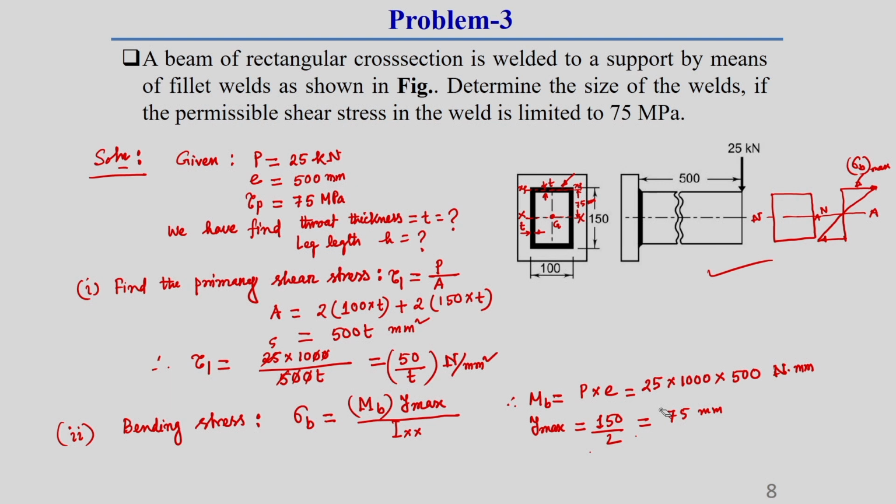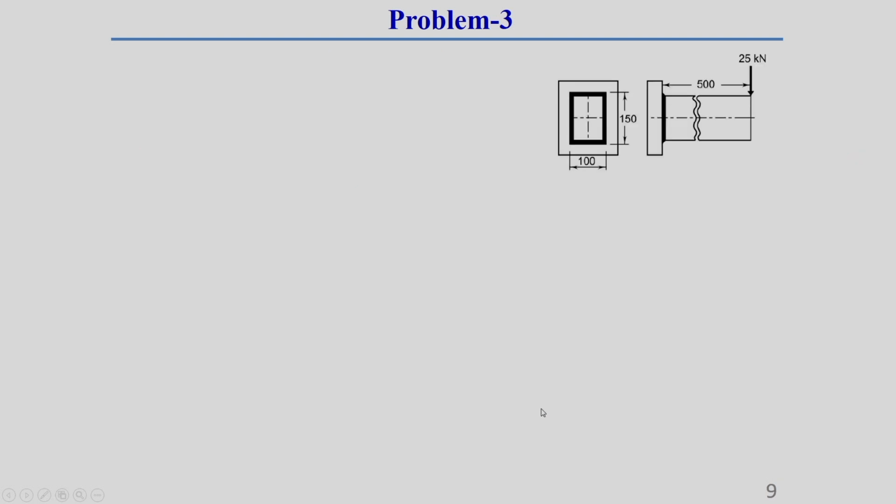So, these two things I have already calculated. Now, I will show you how to find Ixx of these 4 welds. Let this be our XX axis. So, how do we find Ixx? The thickness is already given as T, and let the height be represented as H and the width as B. So, what should be the Ixx of these 4 welds? There are 2 vertical welds and 2 horizontal welds.